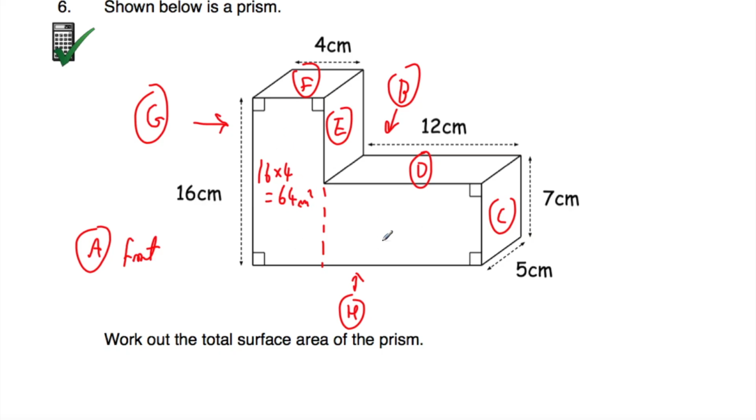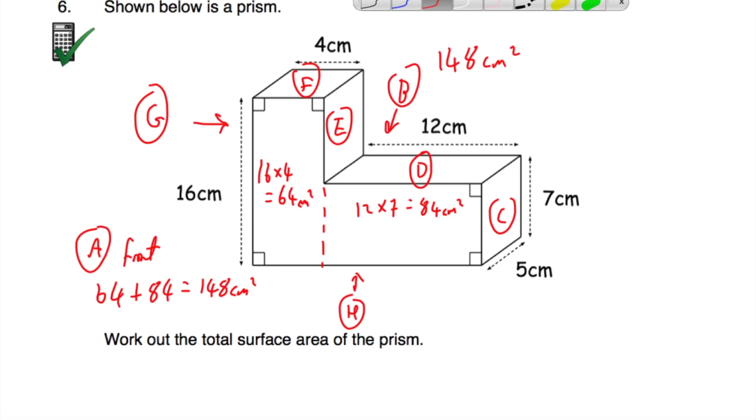In terms of this rectangle here, it's got a length of 12 centimeters and a width of 7 centimeters. And 12 times 7 is equal to 84 centimeters squared. So the total area of A, the front of it, would be 64 plus 84, which is equal to 148 centimeters squared. So that's the area of the front, and the area of the back will also be 148 centimeters squared.